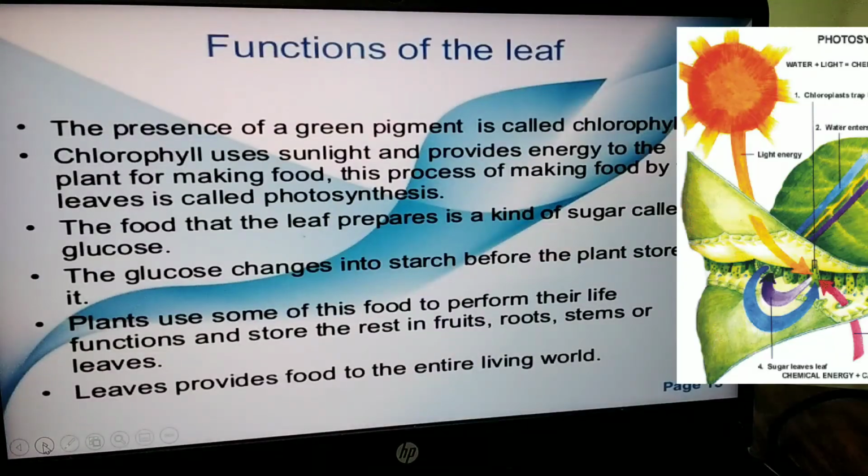Now, coming to the functions of the leaf. The green pigment in the leaf is called chlorophyll. Chlorophyll uses sunlight and provides energy to the plant for making food. The process of making food by the leaves is called photosynthesis. The food that the leaf prepares is a kind of sugar called glucose. The glucose changes into starch before the plant stores it. Plants use some of this food to perform their life functions and store the rest in fruits, roots, stems, or leaves. Leaves provide food to the entire living world.